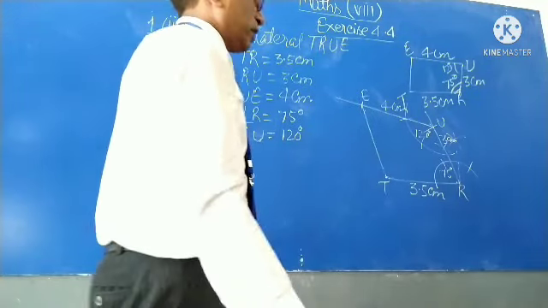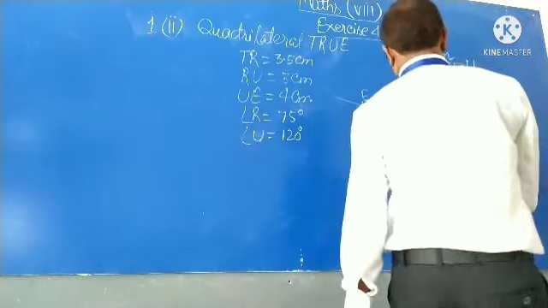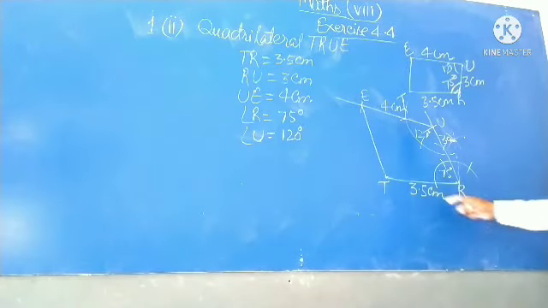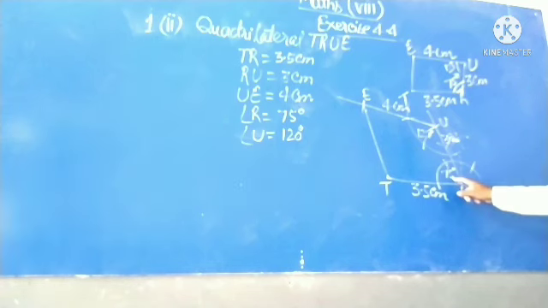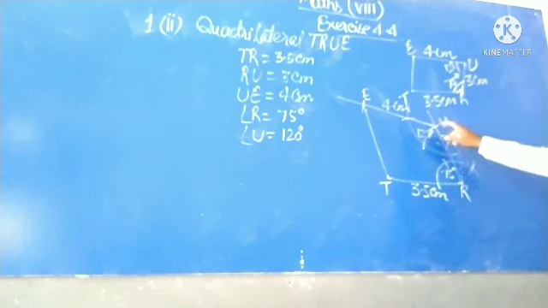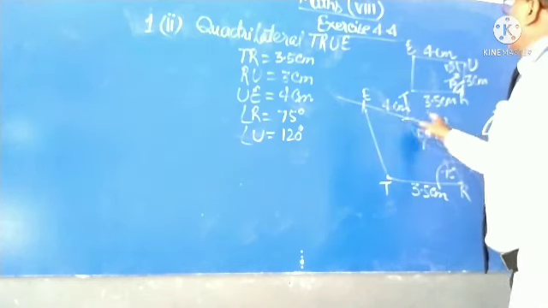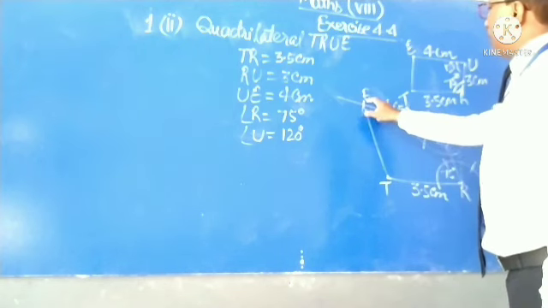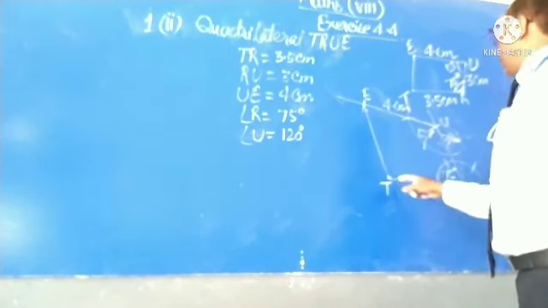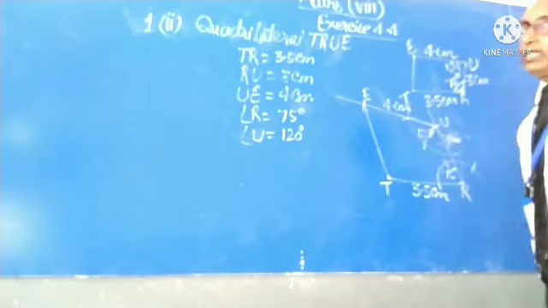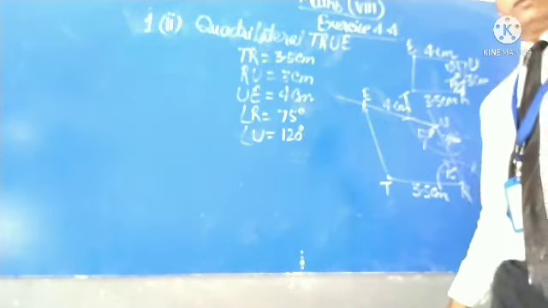You write down the steps of construction like this. First you draw a line segment TR whose length is 3.5 cm. Then you draw 75 degree angle at point R and cut 3 cm distance from R. You get point U, and at point U draw 120 degree angle and cut 4 cm distance from U. You get E and join E to T. You get TRUE as the required quadrilateral. Okay.